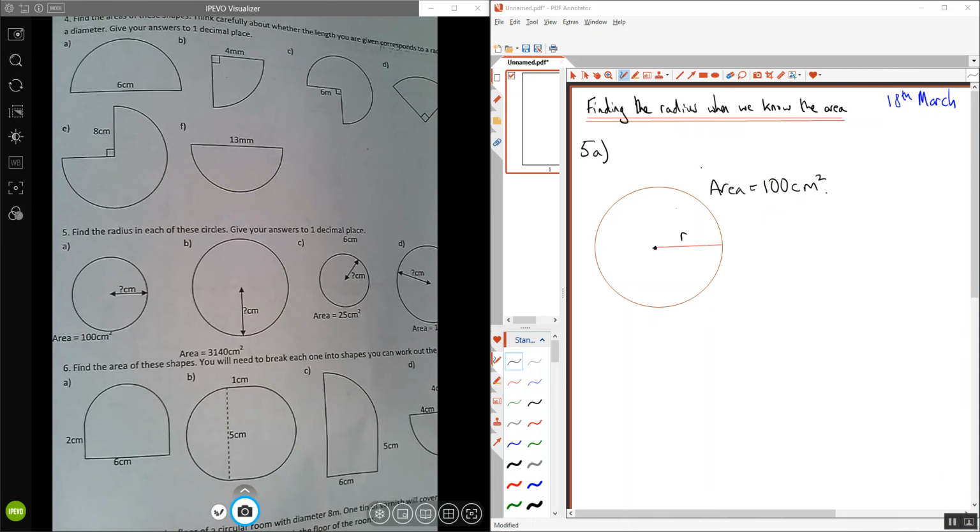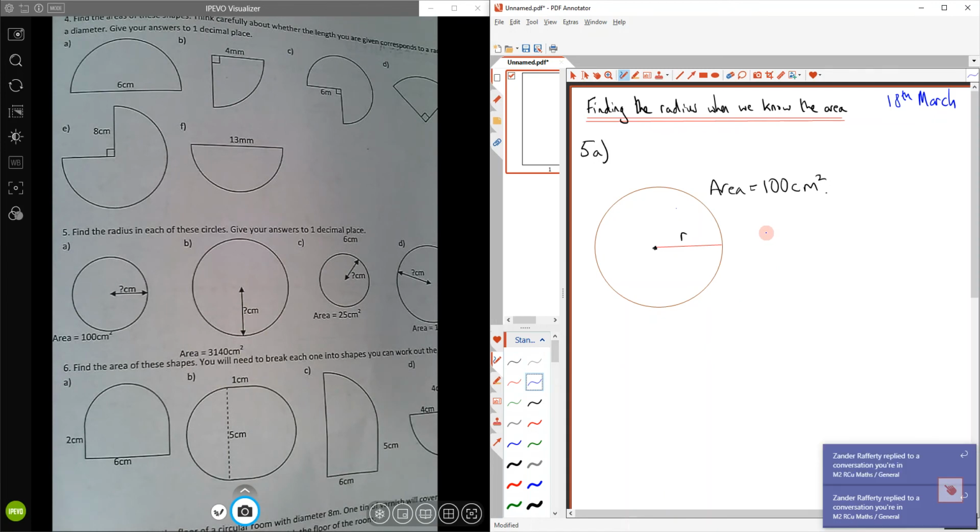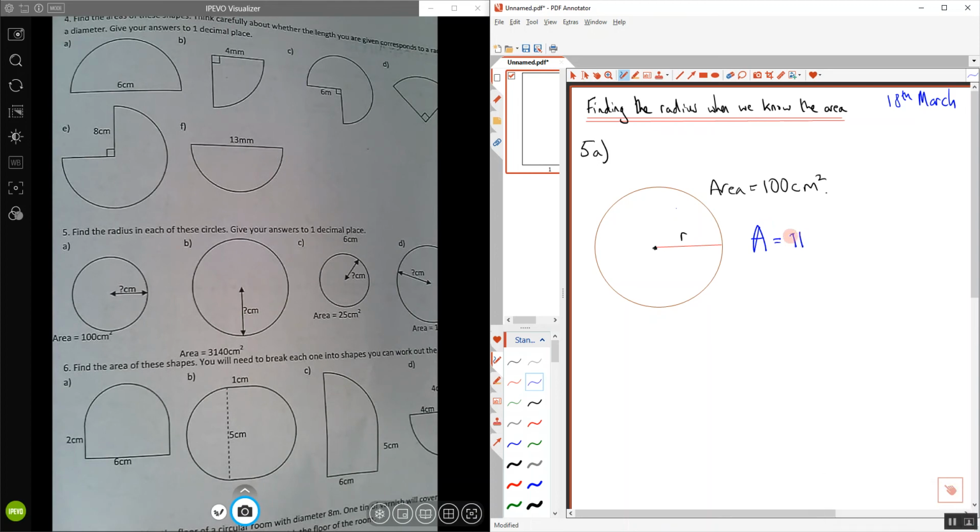What do we think? What do we know about area of a circle? What is the area of a circle? Yep. Right, that's the formula for our area of a circle. Good. Do we know what the radius is, though? No, that's what we're trying to find out.